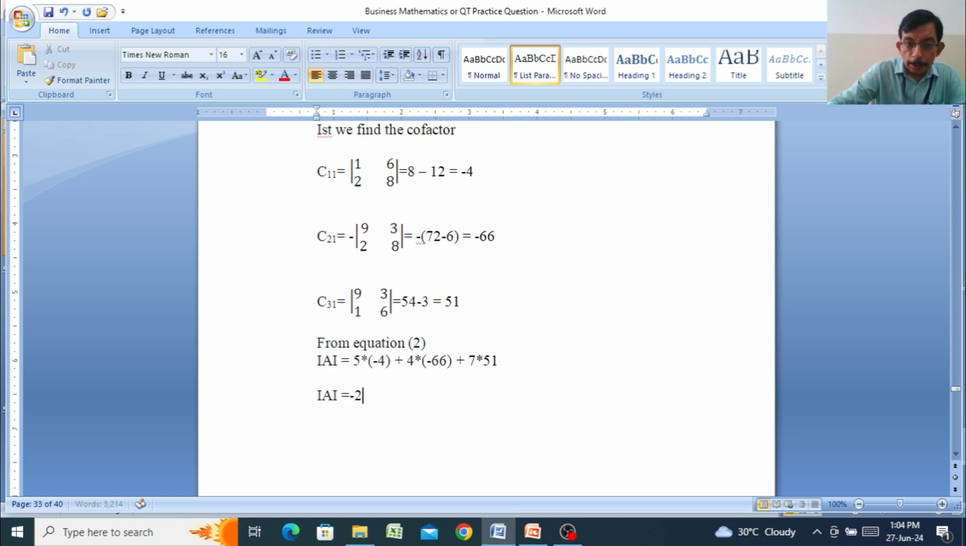5 times 4 is minus 20, minus 2 times 4 times 66, plus 357. We simplify in the next step.